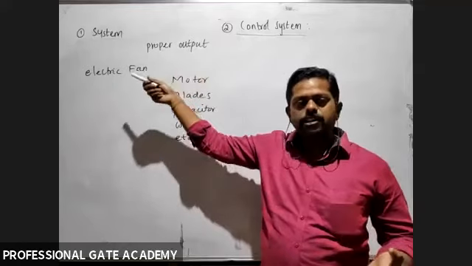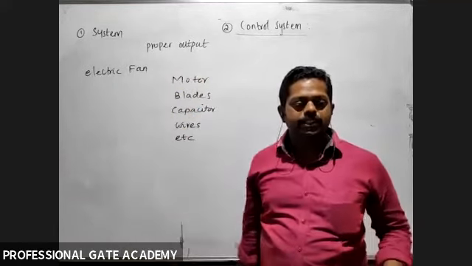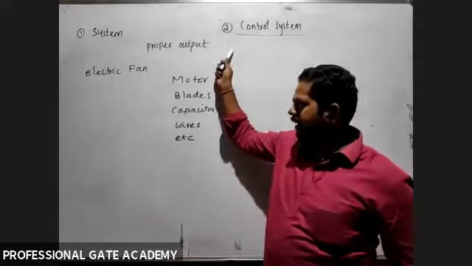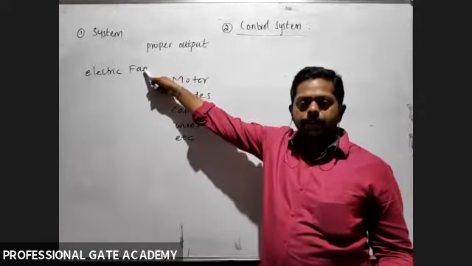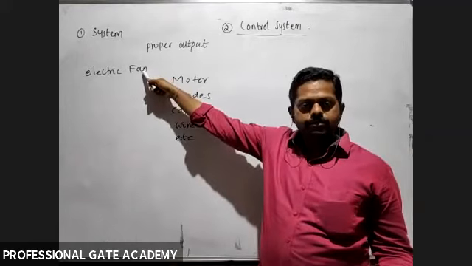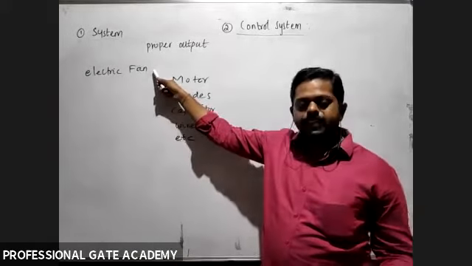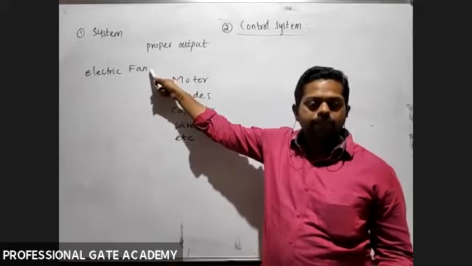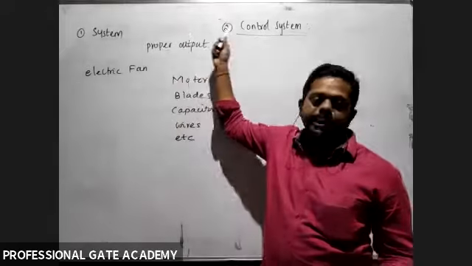To achieve this high speed or low speed, which one is used? Regulator. That regulator with electric fan is called a control system. Electric fan with regulator is called a control system. In that, which one is the controller? Regulator is a controller, which is used to get the desired output.